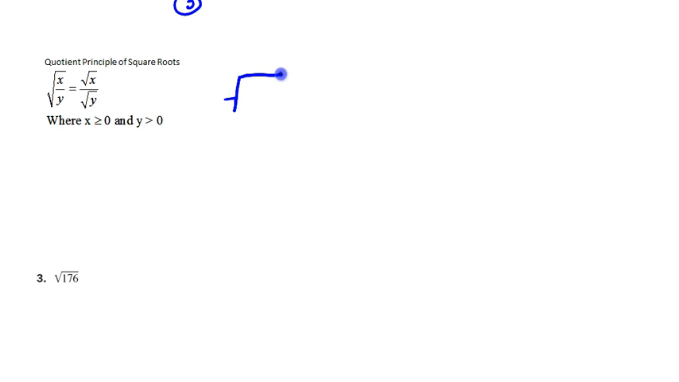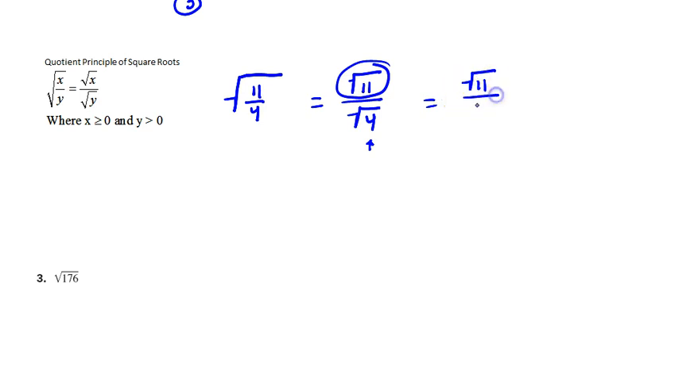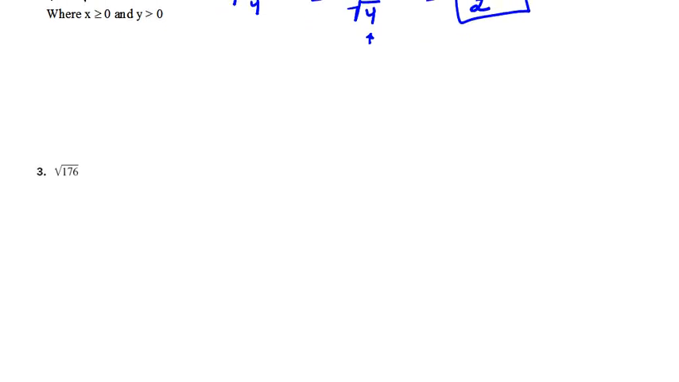Let's say that I have the square root of 11 over 4. Now I can also write this as the square root of 11 over the square root of 4. Now I can't simplify the square root of 11, but I can simplify the square root of 4. So this will give me the square root of 11 over 2, because the square root of 4 is 2. So this would be a simplified version of the original expression. All right, let's apply this further.